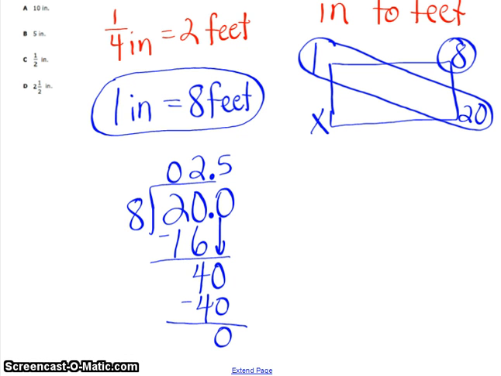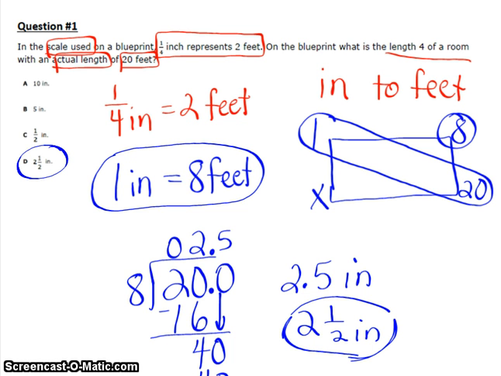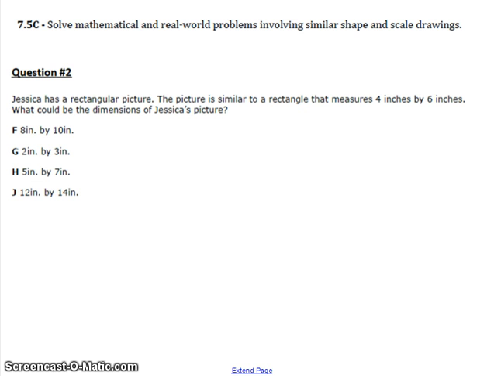So my quotient is 2.5 inches. That's what I'm looking for in my answer choices. I see that 2.5 inches is also 2.5 inches, and this is the representation that is in my answer choices. So your answer was D, 2.5 inches. If you have any questions with this, please see me.